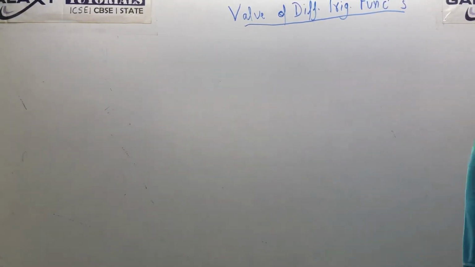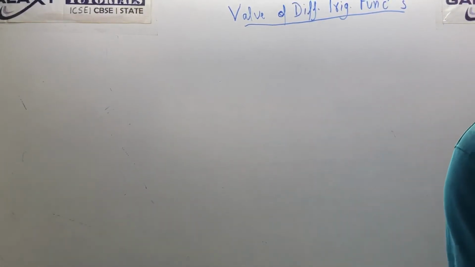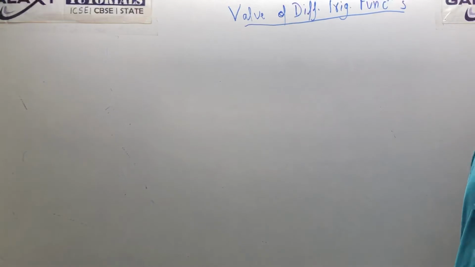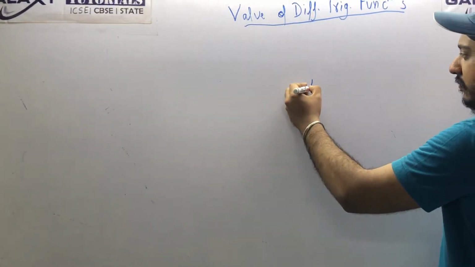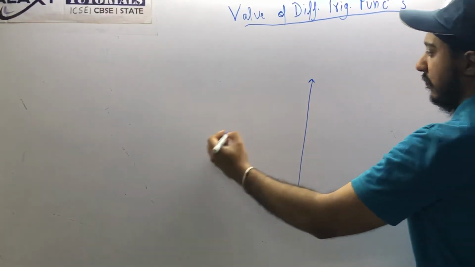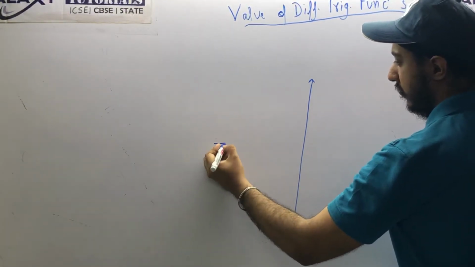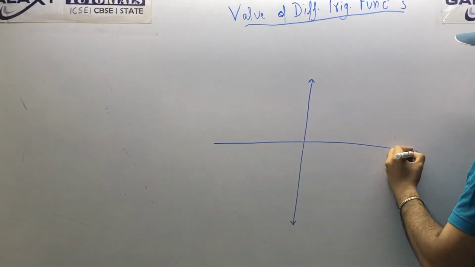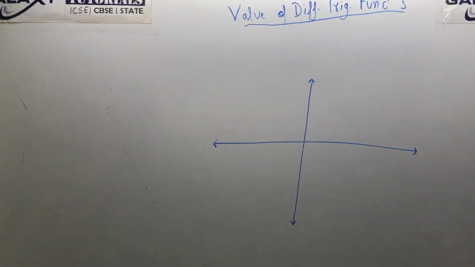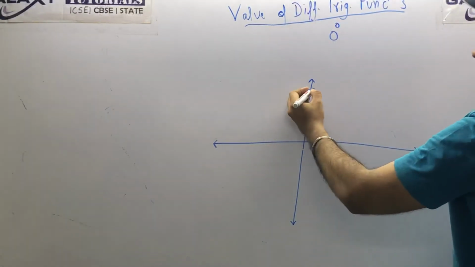Okay, so I will start with the reference questions given in your book only. The first value that I have found out is the value of the angle of measure 0 degree. You all already know the value, but still I am going to show you how this value came out in existence. Again, first of all, you have to make a unit circle.